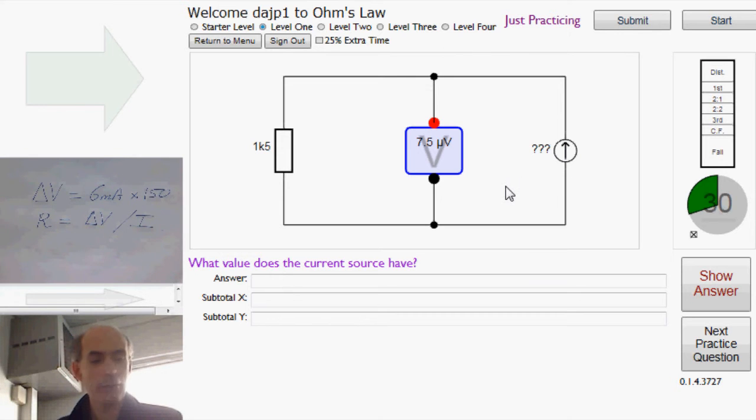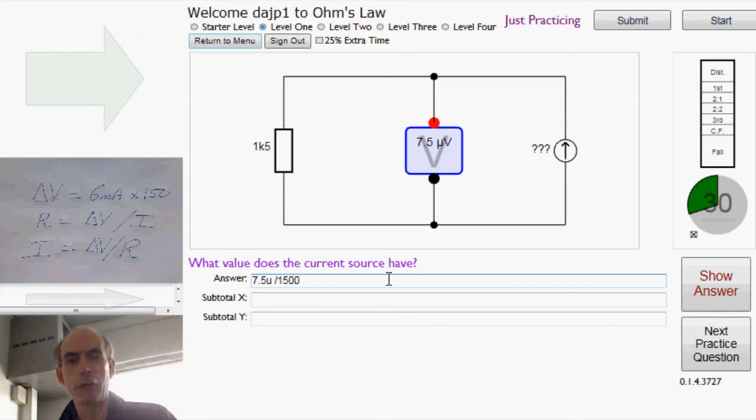So in this case, I'm applying Ohm's law in the form the current, I, is the voltage across the resistor divided by the value of the resistor. In this case 7.5 micro, and again I'm using U to represent micro, divided by 1K5, which is just 1500 or 1500 ohms.